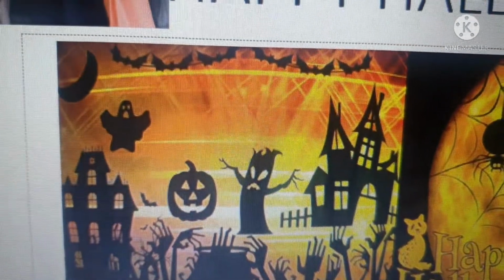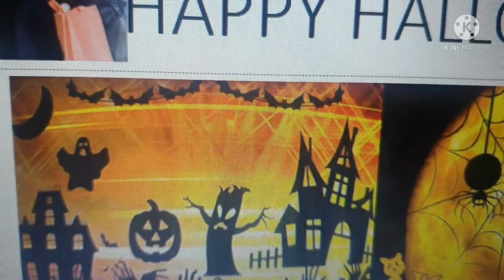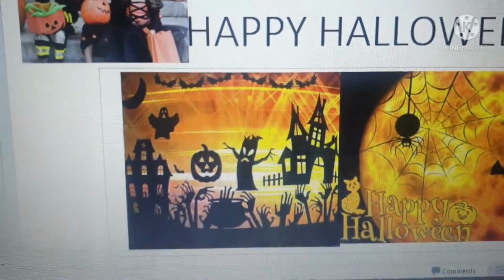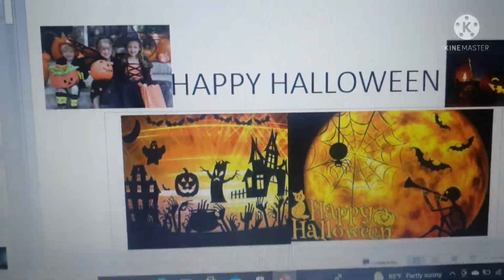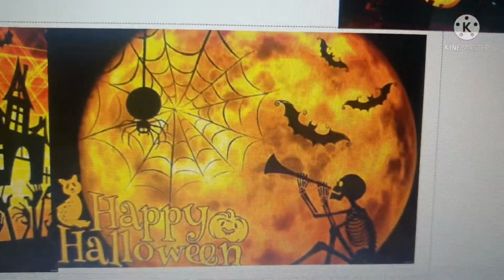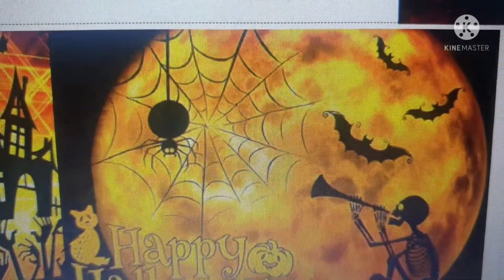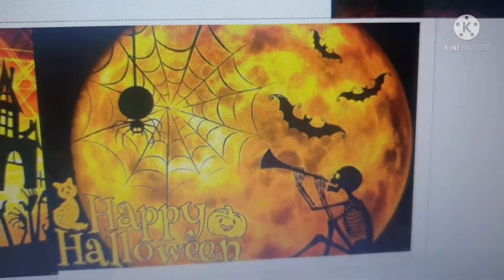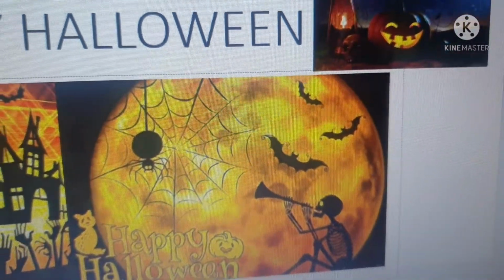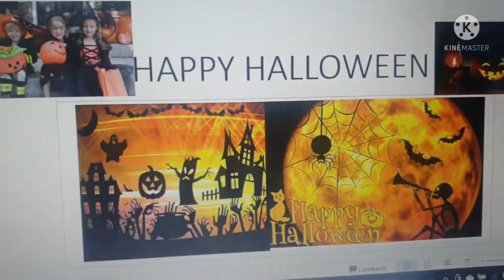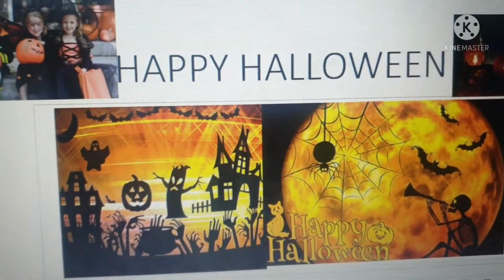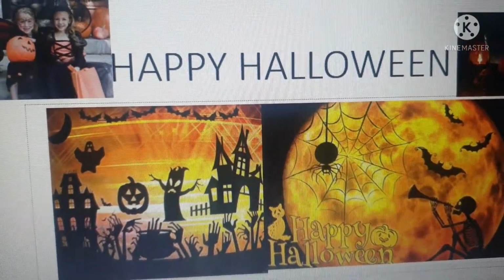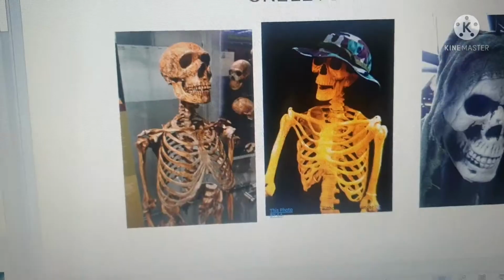I see a ghost. I see a lot of bats flying. I see a pumpkin, a haunted house, right? Very simple. Oh, and what's this? It's a cobweb. Oh, there's a spider. And there's a skeleton. And there's a full moon. So you can ask your students what they feel. Are they scared? Are they happy? Are they excited? It's very simple, right?